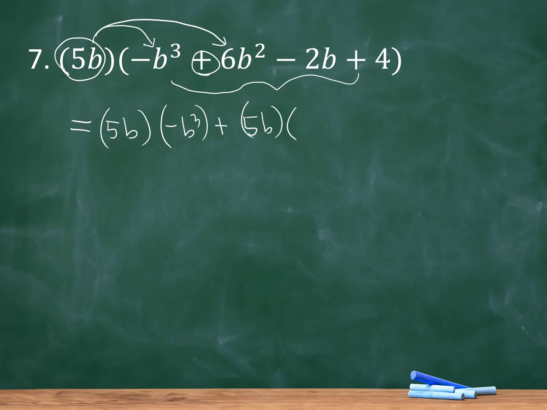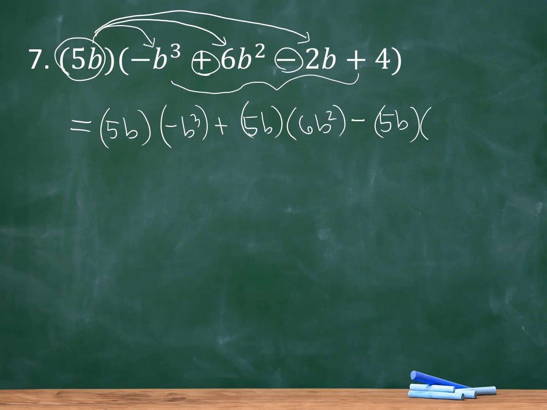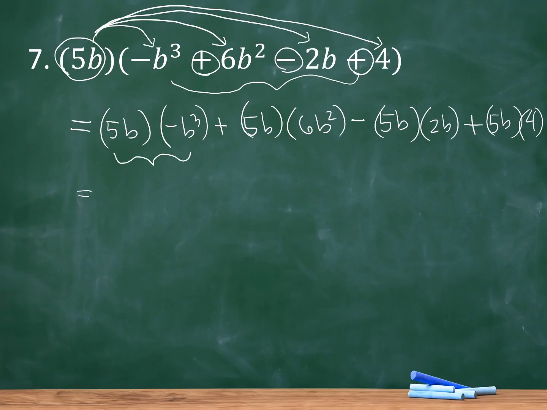5b times 6b squared, and then a minus, so let's write here minus. This time we have 5b times 2b. Let's write here 5b times 2b, and then we have plus, so right here plus. This time we have 5b times 4, so let's write it here 5b times 4. So now let's multiply 5b times negative b cubed.